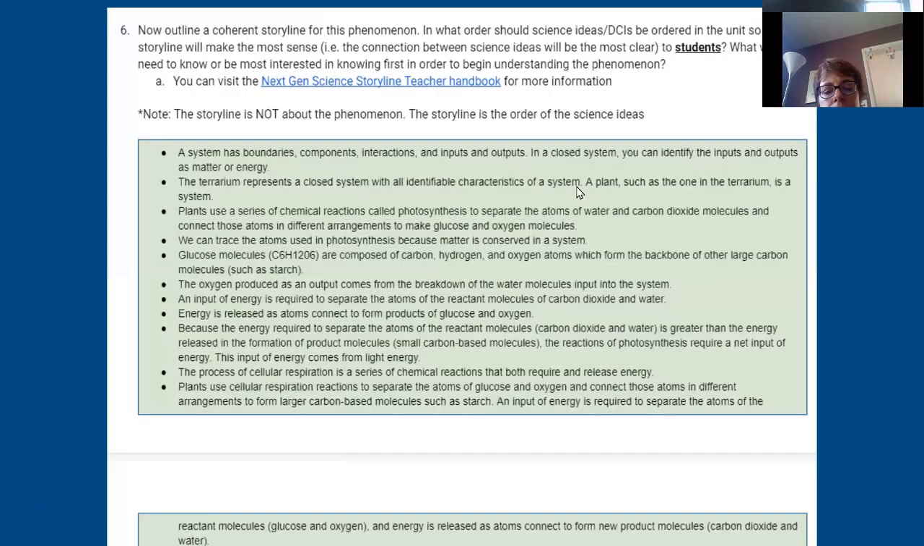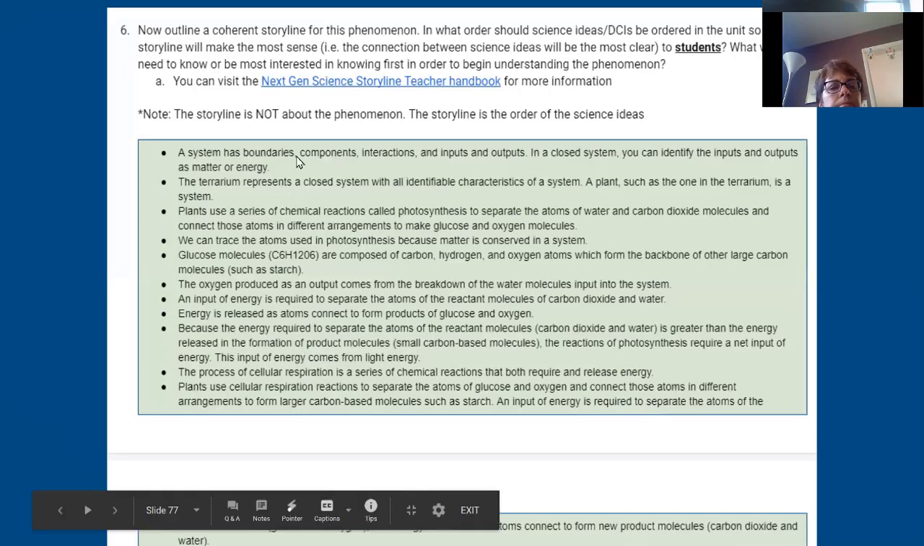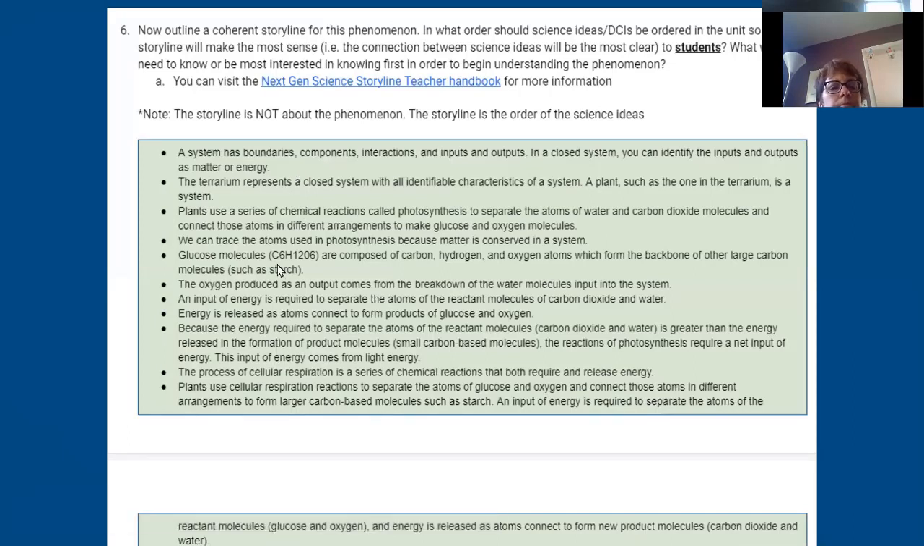Okay, great. So the example in our terrarium model, this is how we laid out our storyline. They started by just talking about a system. It has boundaries, components, interactions. The terrarium represents a closed system. A plant within the terrarium is another system.